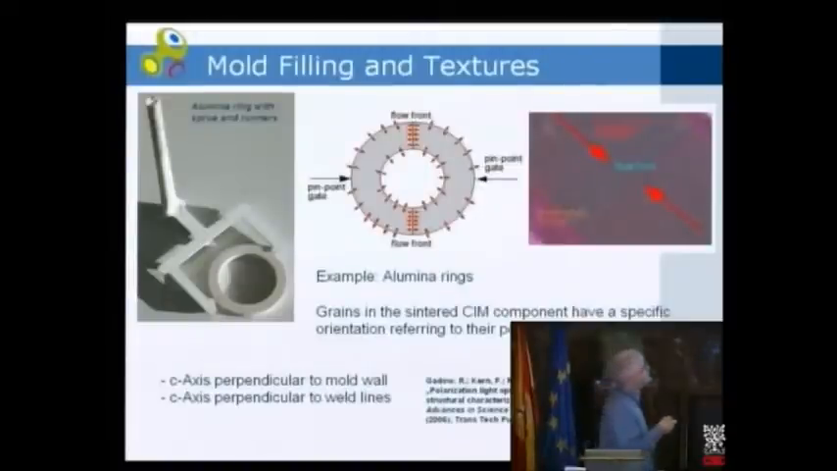So what happens to the texture? In such a flow front, you can see that the particles at the flow front are oriented in a 90-degree turned position to the bulk. And this is also true for all the outside of the component. So on the outside of such an injection molded component, all the grains are standing with the Z-axis upright to the mold wall after sintering. So it is obvious that this will lead to different properties of such a material if you compare it to an isotropic sample.